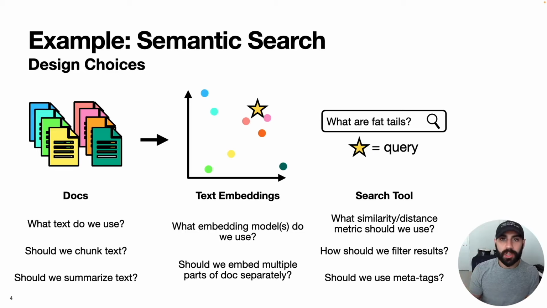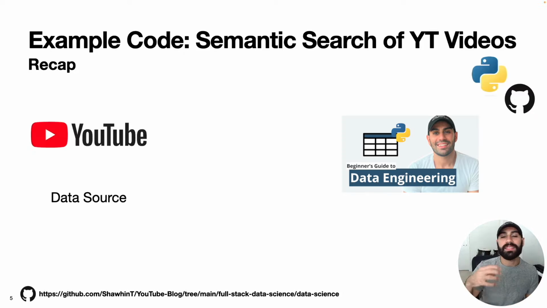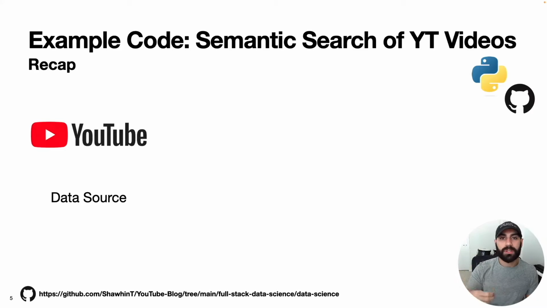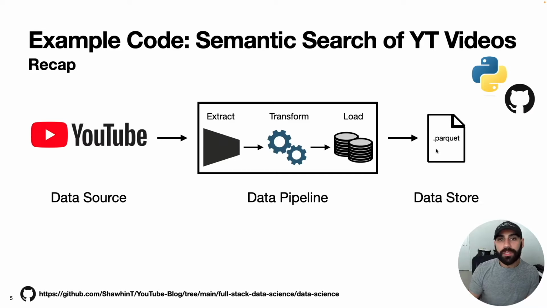So to make this even more concrete, let's look at a real-world example of building a semantic search system. Here, I'm going to walk through a project that I'm currently building to perform semantic search over all of my YouTube videos. And this project has been the focus of this larger series, where in the previous video, we built the data pipeline for this project. We started with the data source, which was the YouTube API. I extracted information about all my YouTube videos from the YouTube API. I did some light transformations, and then I loaded them into a data store, specifically a Parquet file.